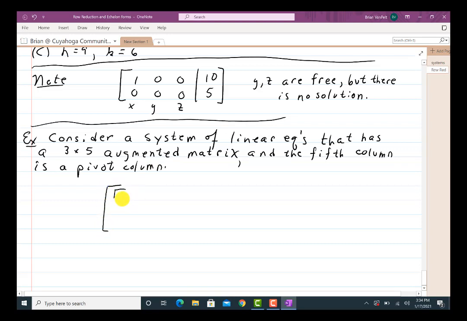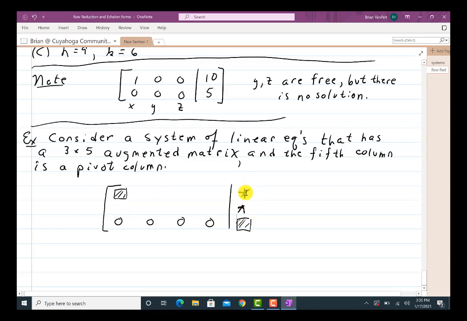3 by 5, so I might end up with something like this. And I really don't care about the rest of the entries, but I have 5 columns in total. So there's a final column. Let's have something like this. So if the fifth column is a pivot column, that means that I would have had zeros all the way until I got to it. Well, then we can see automatically that I have all zeros until I got to the pivot.